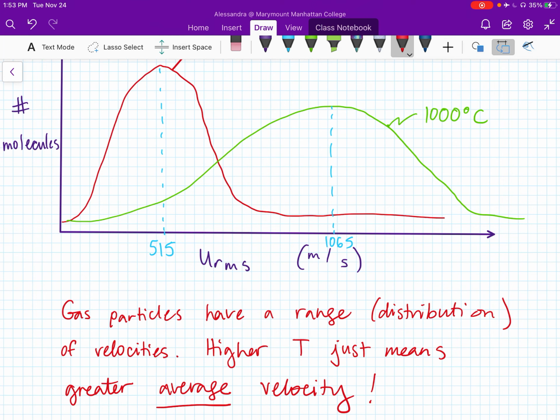However, I could have a very slow particle, I could have a very fast particle at either temperature. Okay, I could have a particle falling somewhere here, even at 25 degrees Celsius. I'd be less likely to, but I could have a pretty fast particle there too. But the average velocity is going to be lower at lower temperatures.